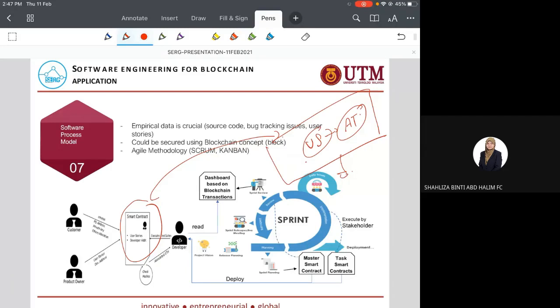Whoever is involved with industry knows how difficult it is to deal with stakeholders who always change the requirement, changing every now and then. So if we can manage to implement the smart contract in Agile Scrum, I think it will have a very high impact, not only at the knowledge level but at the industry level.